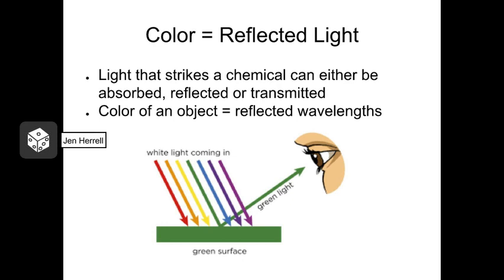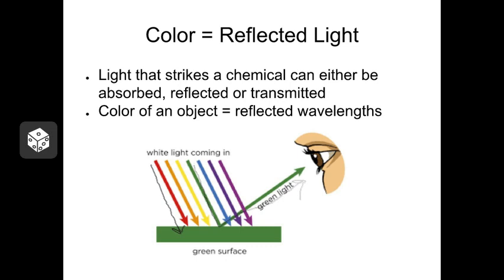Sunlight contains all of the different colors of the rainbow, all of the different wavelengths of light, and three things can happen to the light when it strikes an object. The light might be transmitted all the way through the object. Or the light can be reflected off the object. Or certain wavelengths of light are going to be absorbed by the object. Our spectrophotometers in lab measure the amount that's transmitted and the amount that is absorbed.